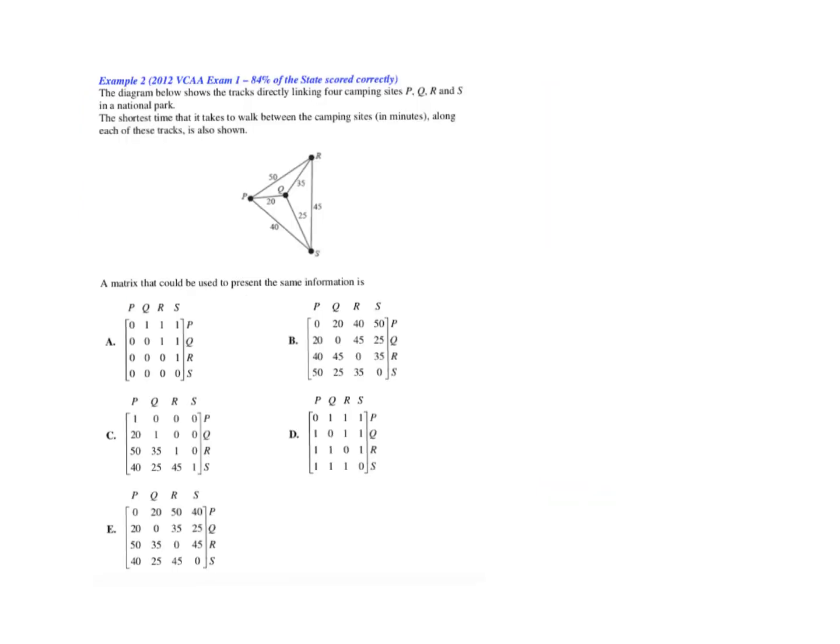All right, so here's an example. It says the diagram below shows the tracks directly linking P, Q, R and S in a national park. The shortest time it takes to walk between the camping sites along each of the tracks is shown. A matrix that could be used to represent the same information is.